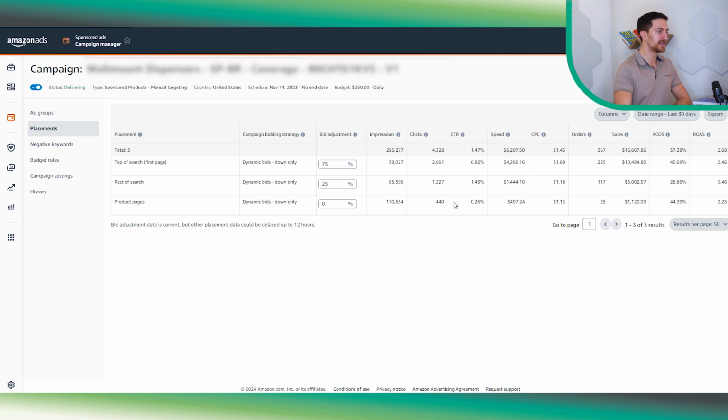Let me check placement. Where are we getting clicks? I see that we still get clicks on product pages and it's not performing very well. Let me analyze the last 7 days. Okay, I see that top of search is performing quite well. Rest of search is performing quite well. PDP is not performing well. So we could keep optimizing the placement to make sure we get clicks only on these two.